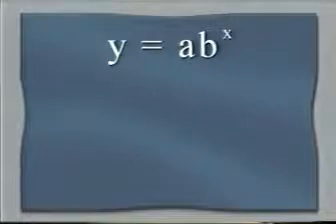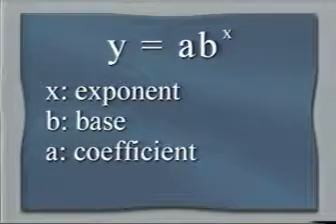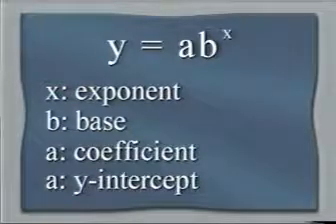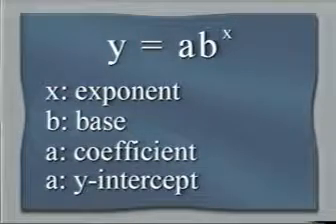Exponential growth and decay are easily modeled with an exponential function. The standard form is y equals ab to the x. X is your exponent, b is your base, and a is your coefficient. In this case, the lead coefficient, because it's the only coefficient. By the way, a is also the y-intercept, because when x is 0, b to the 0 we know is 1, and when x is 0, y equals a.